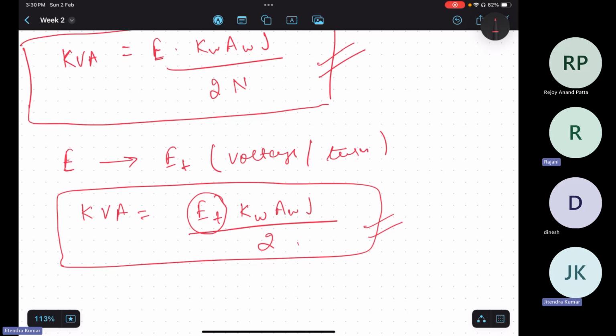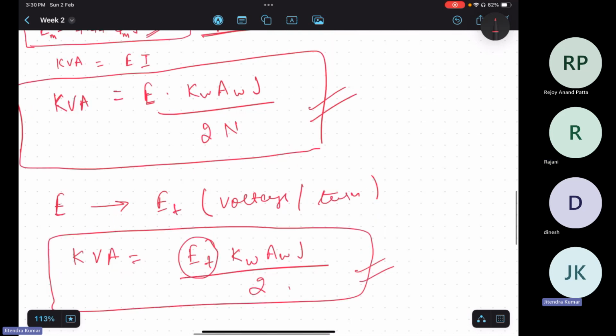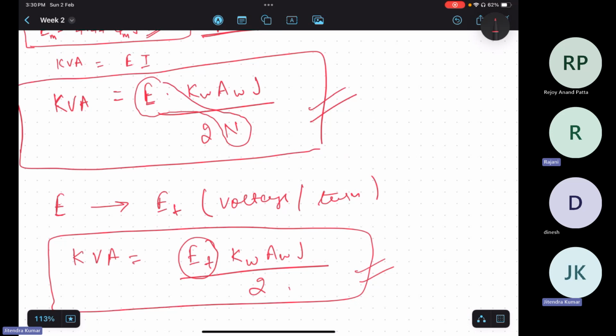kVA equals E into KW into AW into J by 2. And E equals E turn, that is voltage per turn. This is the voltage, and N is the total number of turns. E by N indicates the ET.